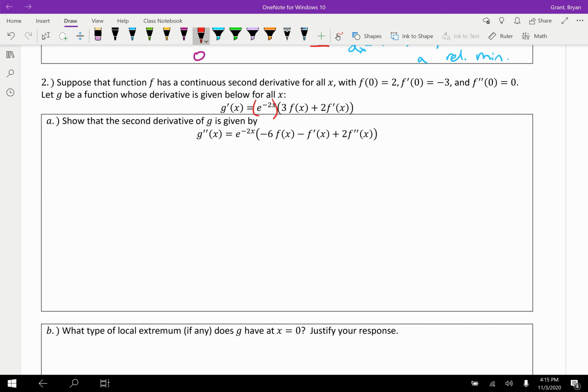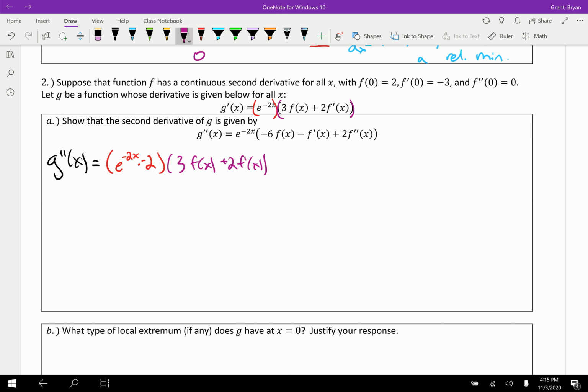Now, I'm going to take the derivative using the product rule, right? We can see that 2 functions are multiplying, red and purple in this case. So when I do the derivative of the left side, that will become g double prime of x. The right side, well, we're going to do the derivative of e to the negative 2x, which is e to the negative 2x times the derivative of the power. And then we're going to keep the right side the same. 3f of x plus 2f prime of x.